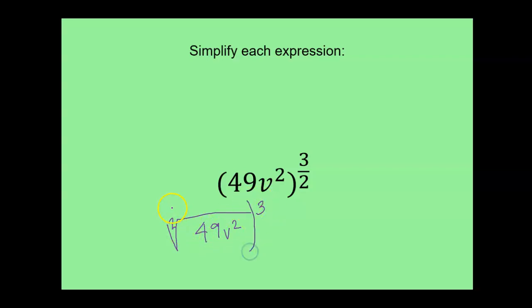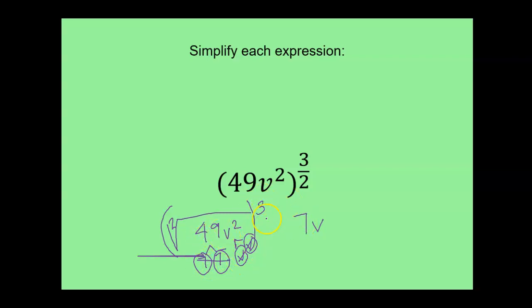So I'm only looking at this part in here for now. I'm going to kind of ignore the third power until the end. So I want to simplify the square root of 49v squared. It's a square root, so I am looking for copies of 2. 49 is 7 times 7, and v squared is v times v, right? So we've got 2 v's and 2 7s, so 7v is going to come out of there. Because there's nothing left inside, the square root part is just going to go away because no numbers are left.